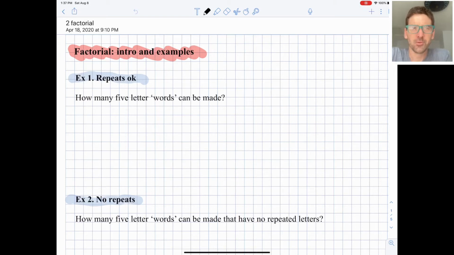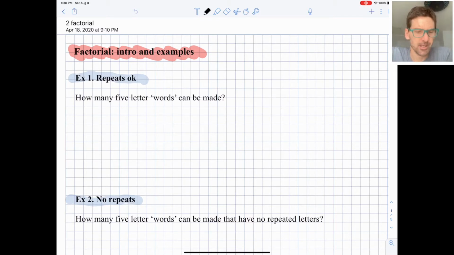All right, we're moving on with our work here in our counting unit, and today we'll be looking at factorial and what that means, and we'll do a few examples, and roughly in the middle of these examples I'll throw in an introduction to what factorial is. But I want to start with a little bit of background first. So a couple sort of warm-up problems here.